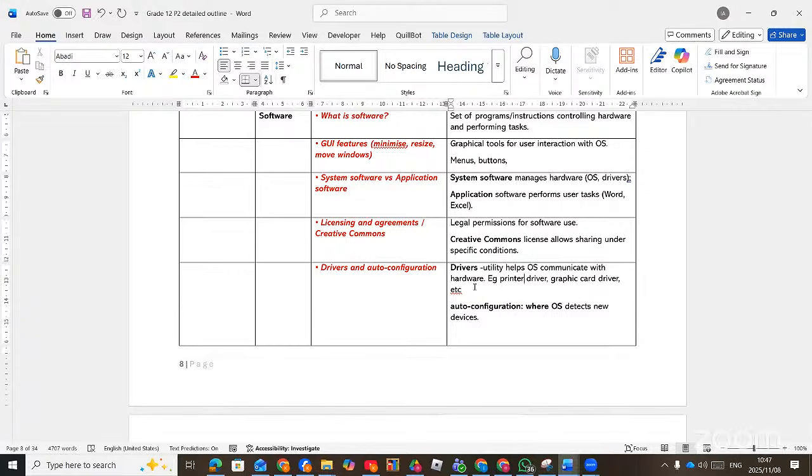And these days, we don't talk about plug and play. Now we are talking about auto configuration. This is the new term that they ask, not plug and play. Plug and play is not examinable these days. Again, auto configuration is the same as plug and play. That is whereby the operating system detects new devices, like when you connect your smartphone and it is able to detect it automatically. That is what we call auto configuration.